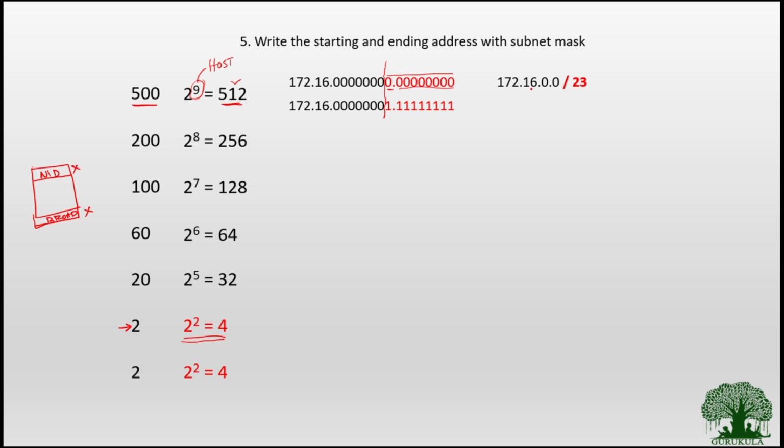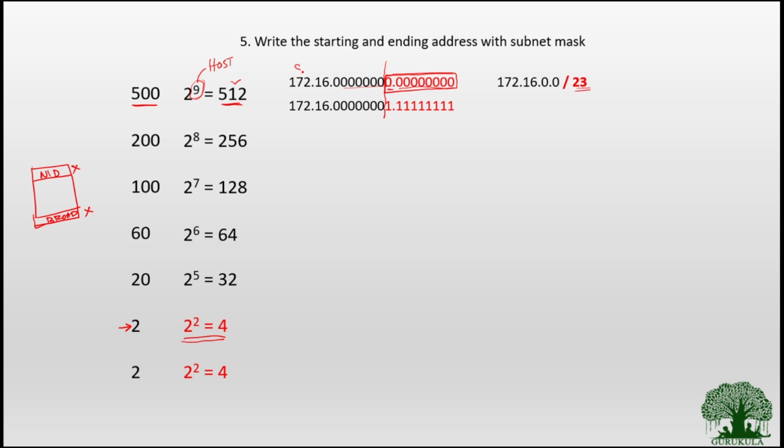So this is what the decimal form is. So what is happening? As you can see, 172.16.0.0, and then /23 represents the number of bits that we have used for representing the network. So if we reduce 9 bits, we have 9 bits left here in the red color part for representing the host.